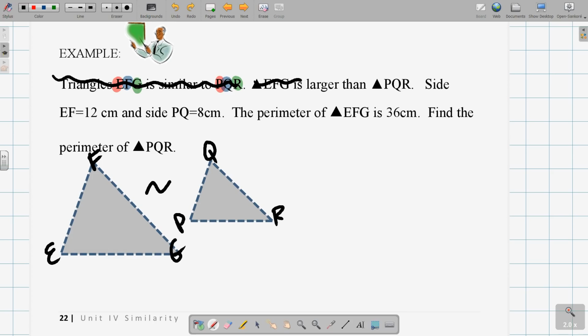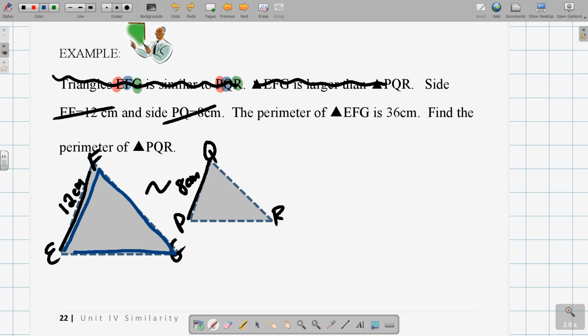EF is larger than PQ. Side EF is 12 centimeters. PQ is 8. Notice I'm crossing stuff out as I account for it. The perimeter of EFG, I'm walking around, like a little arrow to represent the perimeter, is 36. We are looking for the perimeter. Trace it. That is an unknown.